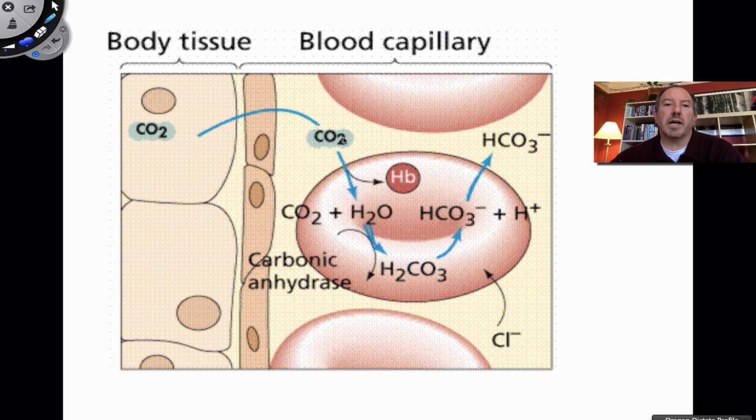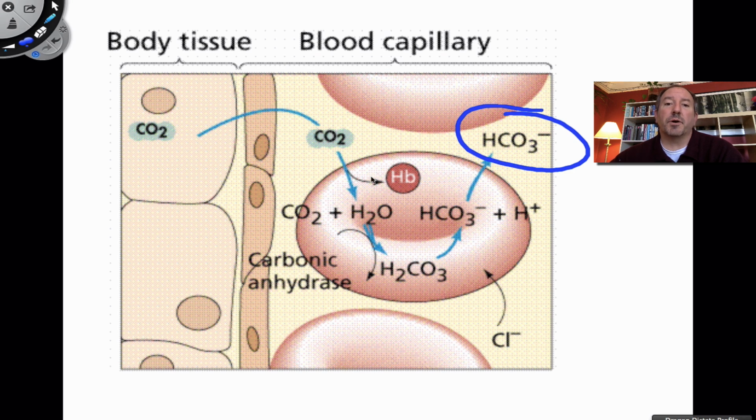When the CO2 comes out of the cells, it either binds with hemoglobin itself, forming carbaminohemoglobin, or it reacts with water with the help of carbonic anhydrase, which is located inside the red blood cell. So that enzyme's inside the red blood cell. That speeds up the production of carbonic acid, which then dissociates into bicarbonate ion. And there is how 85% of your CO2 is traveling in your body, as bicarbonate ion in the plasma.